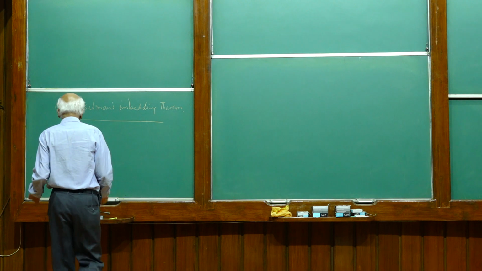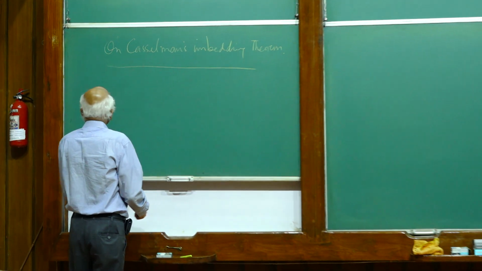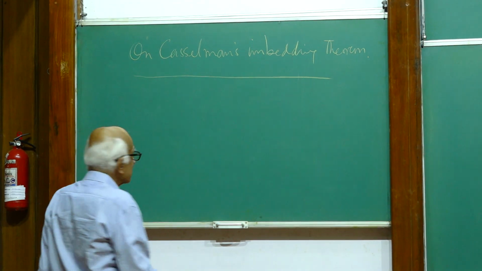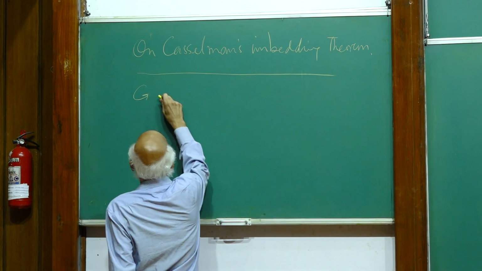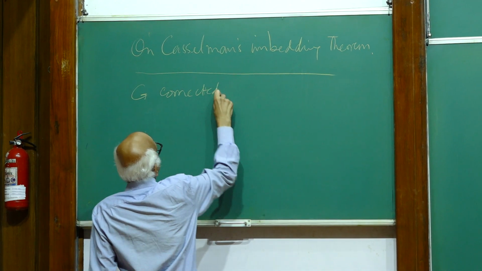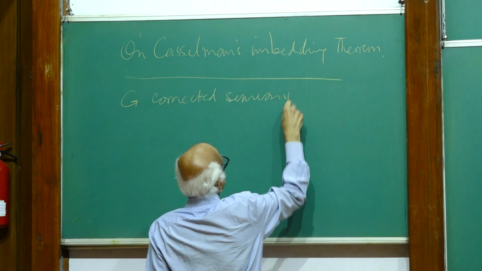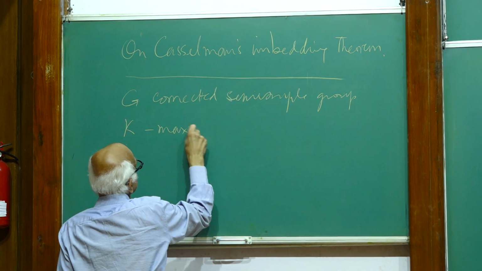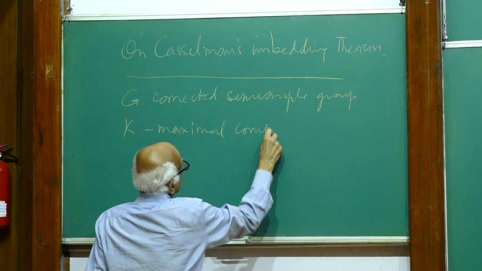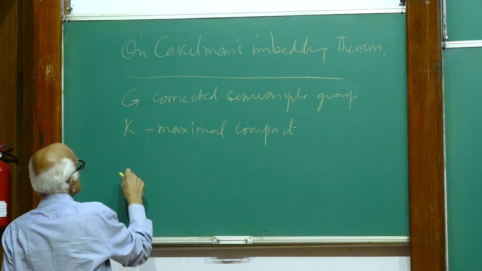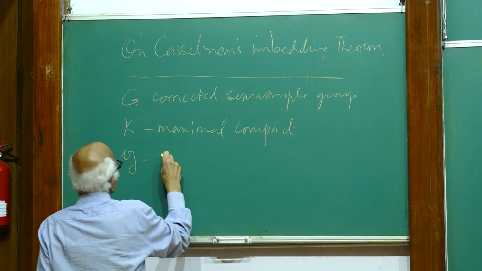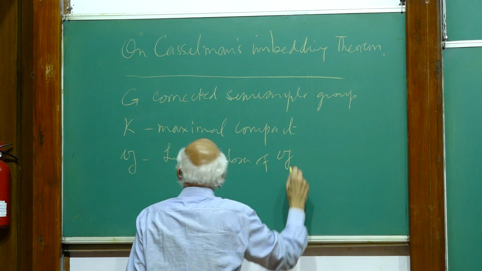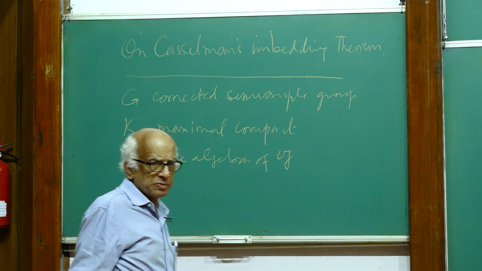Okay, so let me begin with the notation. This subject always carries a big baggage of notation. One can't help it, I guess. So G is a connected semisimple group, K a maximal compact subgroup, and 𝔤 the Lie algebra of G. I would also use the same notation for the complexified Lie algebra.